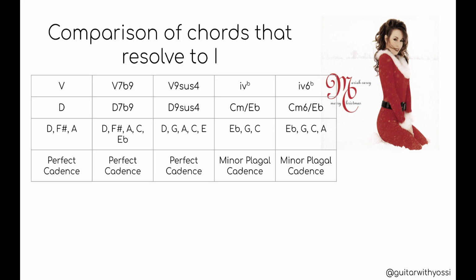Now, you see though that 5 going to 1 would be a perfect cadence. So 5-7 flat 9 going to 1 would also be a perfect cadence, and 5-9 sus4 going to 1 would also be a perfect cadence. These 4s going to 1, 4 going to 1, is known as a minor plagal cadence. If it was a major 4, it would be a major plagal cadence or just a plagal cadence, but yeah, minor plagal cadence. It's a very familiar feeling.